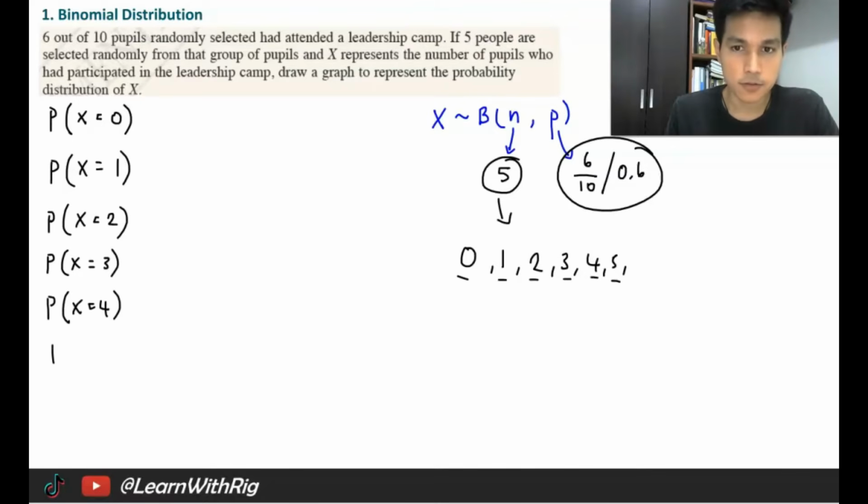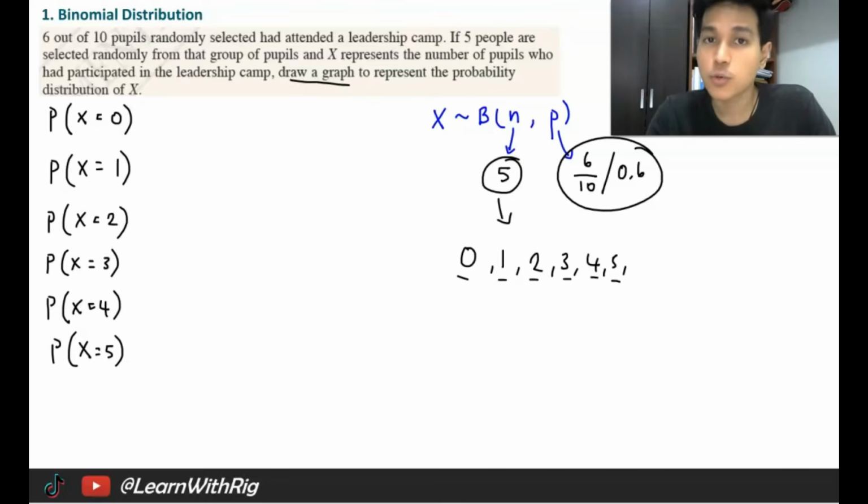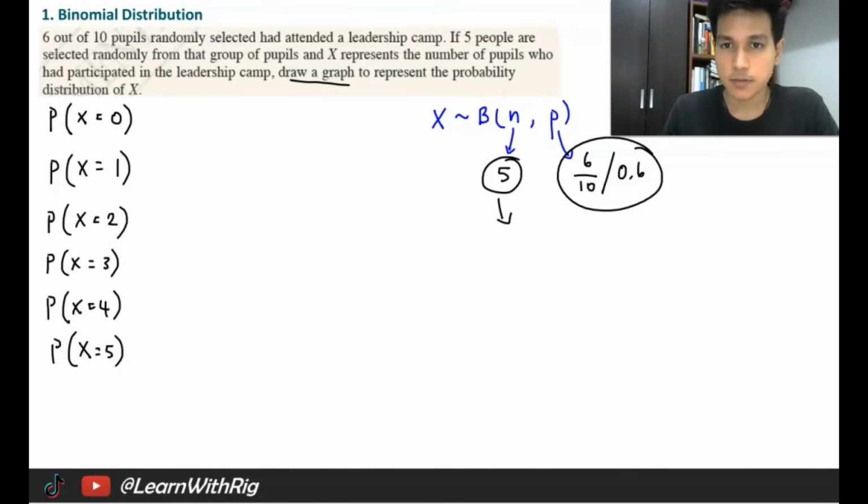Why do you have to find all? Because they're asking you to draw a graph to represent the probability distribution, right? So that means you have to consider all the possibilities, because they never say which one you're looking for. They ask you to draw the graph. So the graph will have everything. So you must consider all the possibilities. Okay, so let me erase this first.